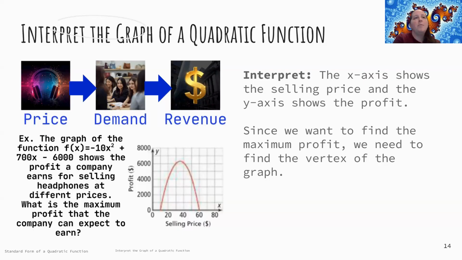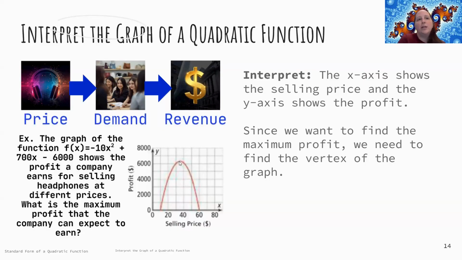Okay. So I'm basically interpreting this. The x-axis is showing me what my selling price is, and my y-axis is showing me how much profit I'm making. So really, I want to find the maximum profit. And since this is a quadratic function, I'm looking for the vertex of my graph.